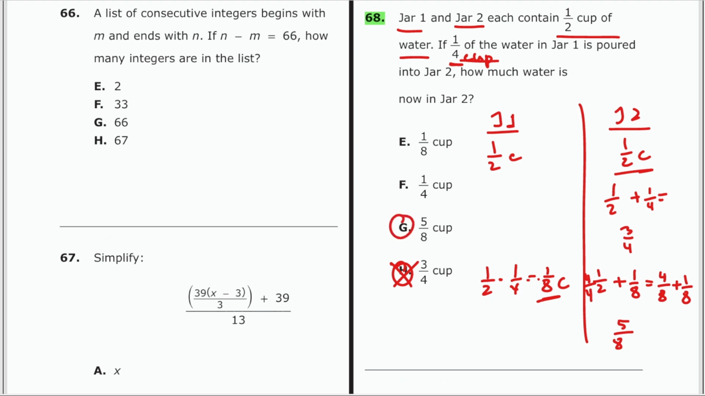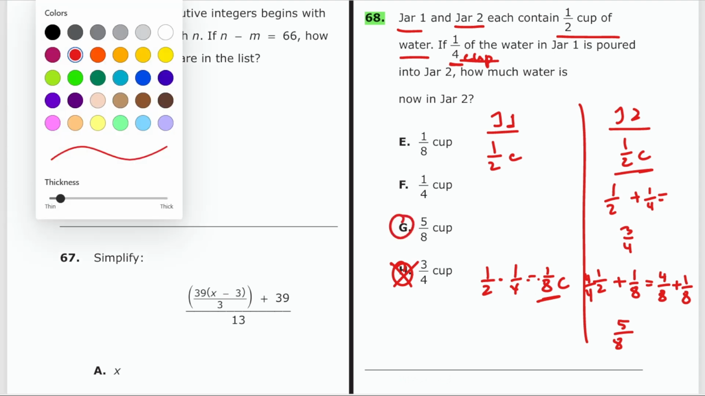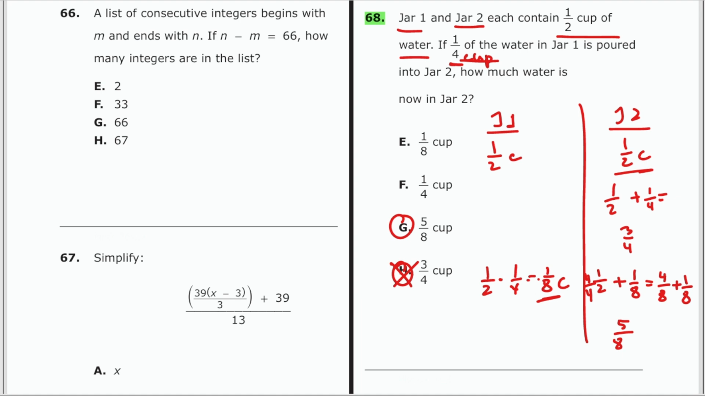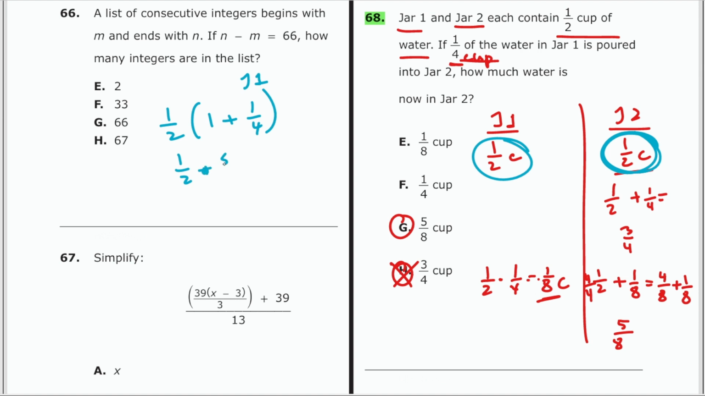How to do this problem faster, if you want to? A faster solution is you have 1/2 cup, the initial quantity, and then you multiply this by (1 plus 1/4). This quarter is coming from jar 1. The reason you can do this is because the initial quantities are the same. If the initial quantities were not the same, you cannot do this. So in that case, you have 1/2 times 5/4, then you multiply across, you get 5/8. The answer is G. That's it.